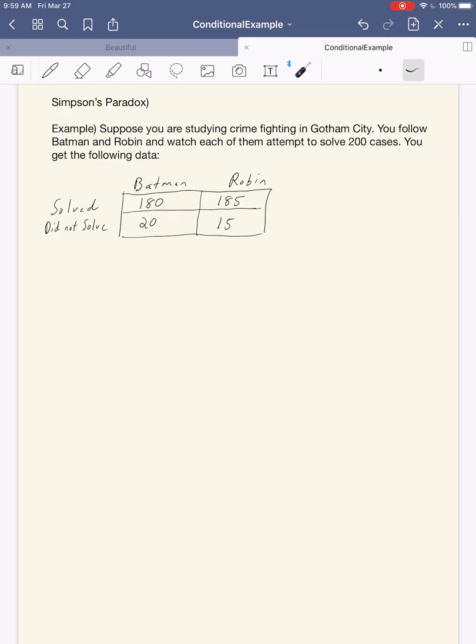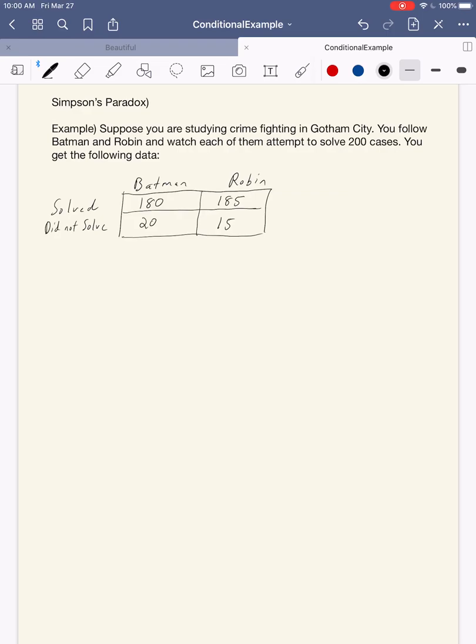So we're going to do an example to put all that into a more easy to understand context. Suppose that you are studying crime fighting in Gotham City. You follow around the two most famous crime fighters in Gotham City, Batman and Robin, and you watch them each attempt to solve 200 cases. If you're familiar with the comics, 200 cases would happen in the span of a day or two in Gotham City. Seems like a terrible place to live.